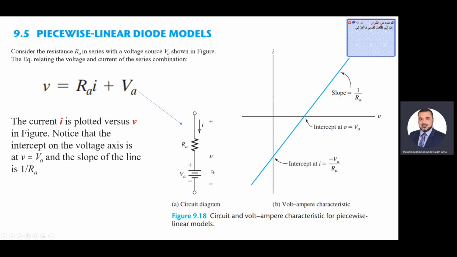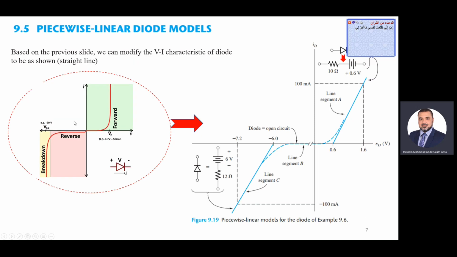So, in the first part, we are using what we call the piecewise linear diode model. The word piecewise means as if we divide the characteristic curve into three pieces. Look here, this is the old characteristic curve. This is the relation between I and V in the forward bias region, in the reverse region, and in the breakdown. It looks like one curve or one line.